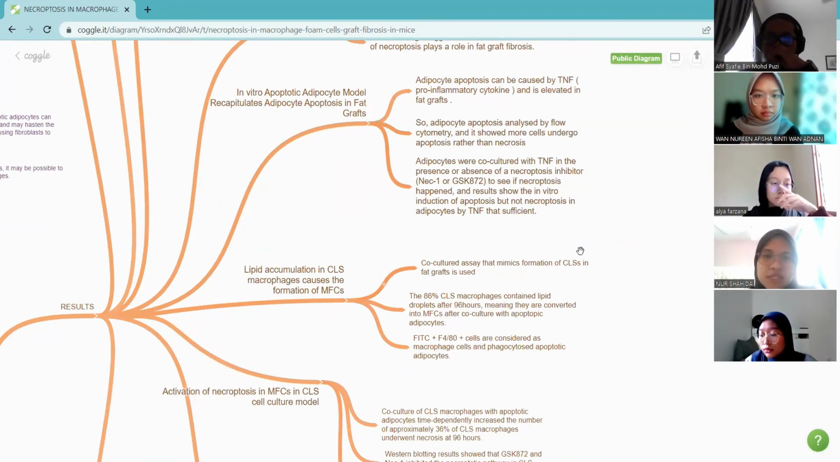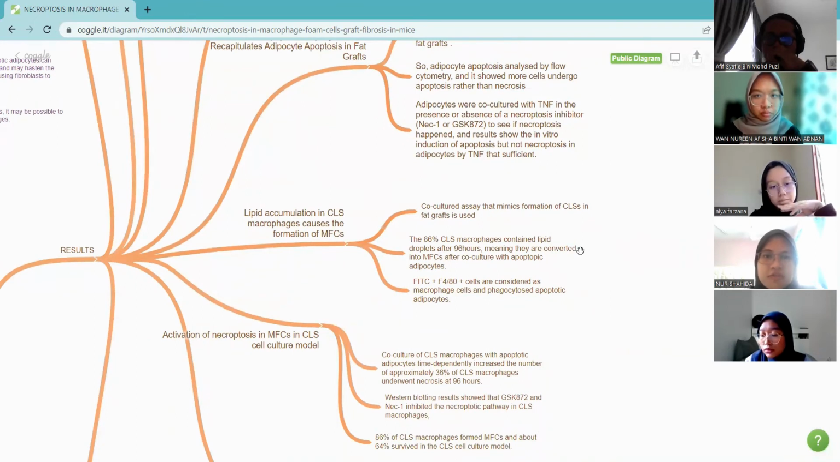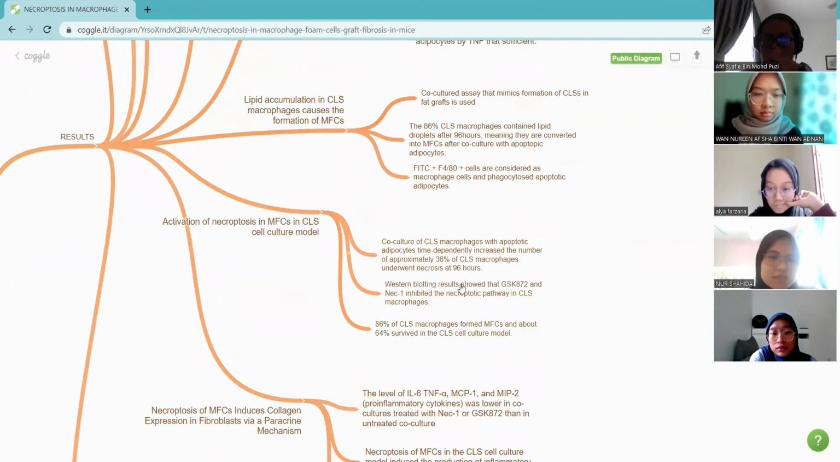Next, adipocytes were co-cultured with TNF in the presence or absence of a necroptosis inhibitor, NEC1 or GSK872, to see if necroptosis happened, and results show the in vitro induction of apoptosis, but not necroptosis, in adipocytes by TNF is sufficient. Next, I will pass to Nurin.